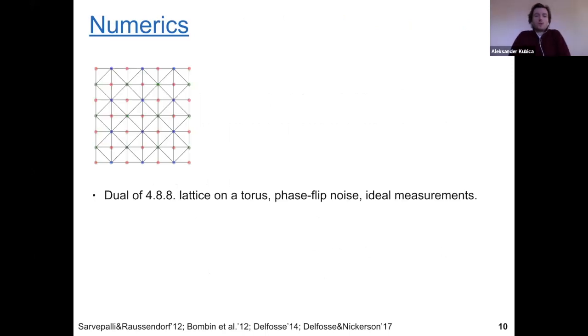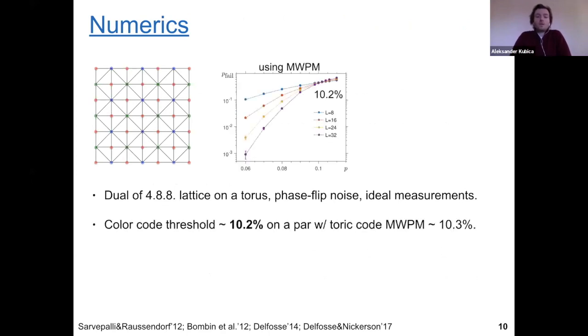Now I'd like to show you some numerics. What we looked at is the two-dimensional color code on a lattice dual to the 4.8.8 lattice. The lattice is on a torus, and we look at the phase flip noise model and ideal measurements. And what we see is that the color code threshold is around 10.2%, and this is on a par with the toric code threshold with the minimum weight perfect matching algorithm.